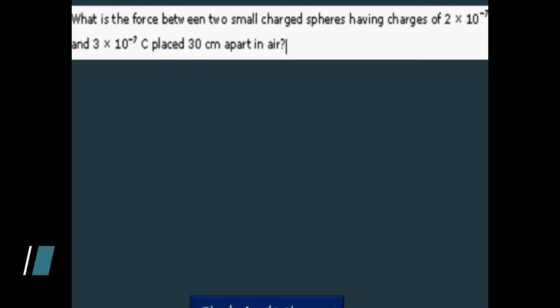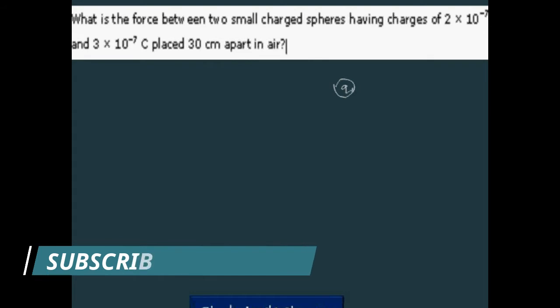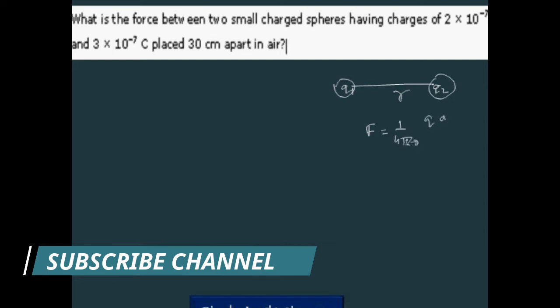As we know, as per Coulomb's law, two charges Q1 and Q2 separated by a distance r experience a force F = (1/4πε₀) Q1 Q2 / r², where 1/4πε₀ is 9 × 10^9.